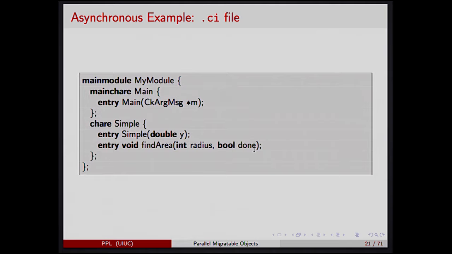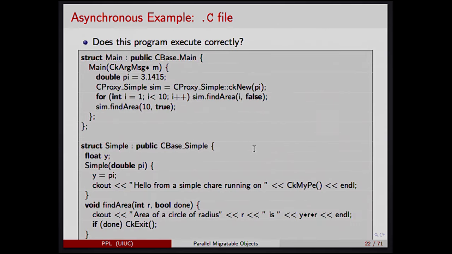The Boolean called done is basically trying to tell that object, hey, print the area of this circle. And you are done after that, right? Just call CkExit. We are done. We are not going to do anything. The whole program is done. All right. So this is what it looks like.